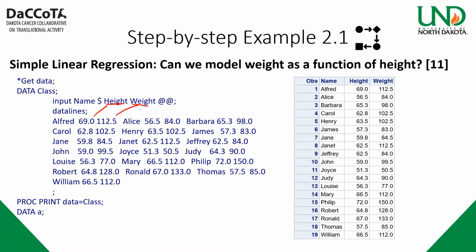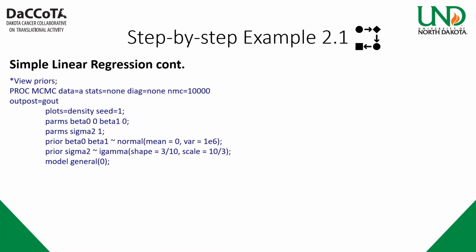So let's view our priors here. With proc MCMC, you actually can use it to view priors. Earlier I just created a data set called data A. It's just empty. You can name it whatever you want, A, X, whatever. Then you call it here, data A, and then stats none, diagonal in. This is the number of iterations. And then you can create your outputs. So you have plots, model. Model is going to be general 0, so you're not going to have a model, but then these are your parameters and priors.